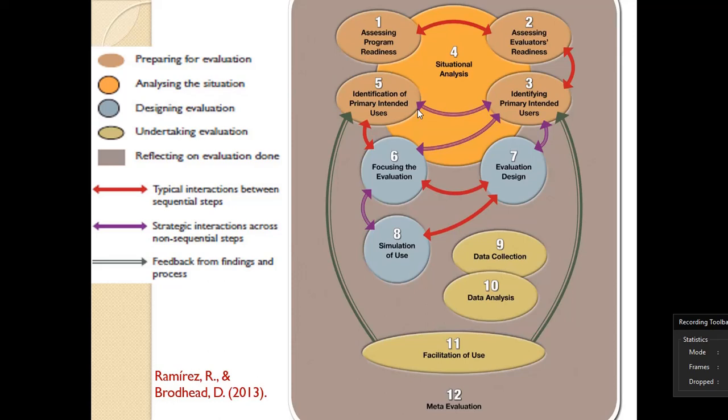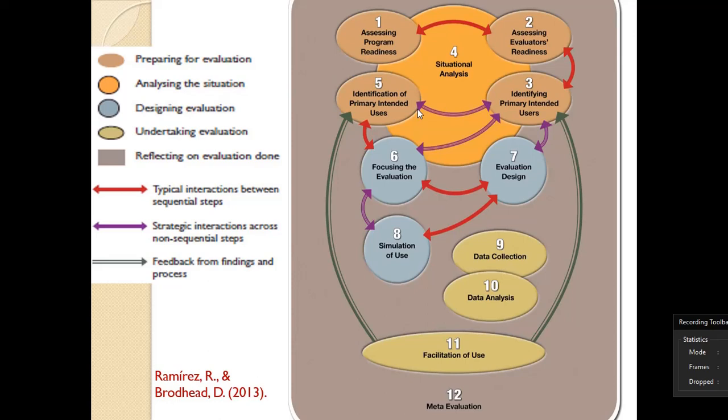And then 9 and 10 involve undertaking the actual evaluation, because now you already know who is going to use the evaluation and for what purpose. You already designed the evaluation, and now you have implemented it. So in 9 and 10, you implement the evaluation, analyze it, and then you can facilitate, for instance, meetings, collaborations, conferences or workshops to disseminate your findings, so that the intended users can take advantage of your findings.